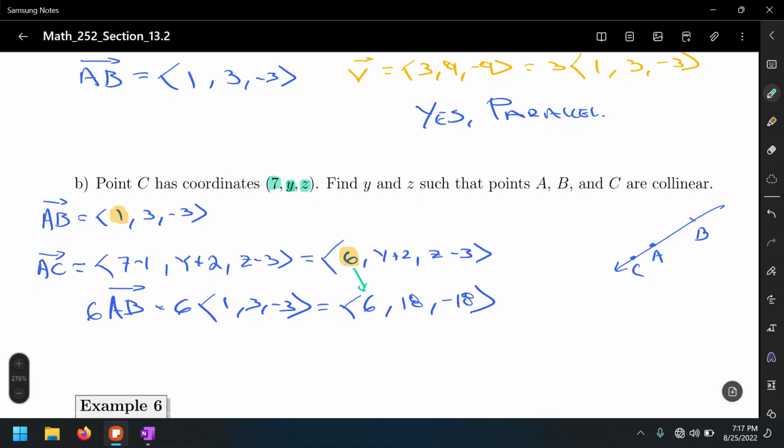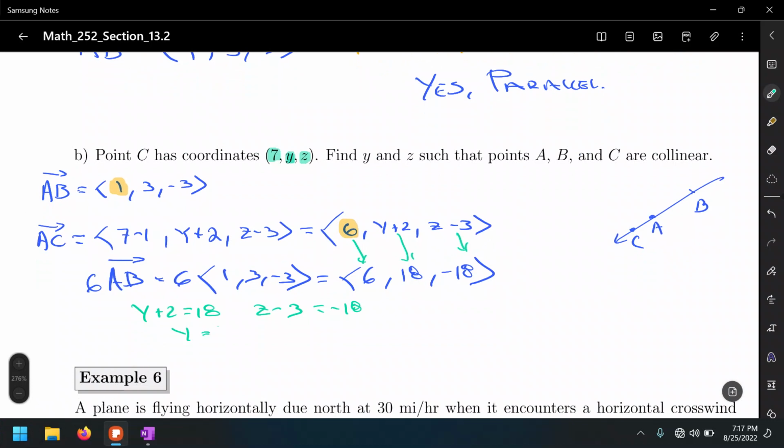From here, 6 equals 6, which is good. Y plus 2 equals 18. And Z minus 3 equals -18. Solving these equations, we get Y equals 16 and Z equals -15. So the point that will make the 3 points collinear, with the components Y and Z, would be 7, 16, and -15. That will make the 3 points collinear.